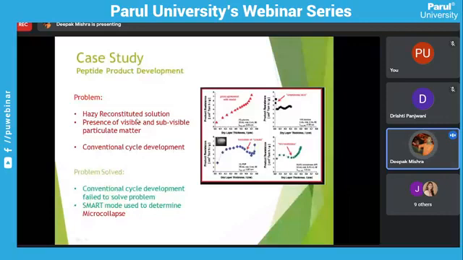I developed the cycle on the basis of conventional cycle development. We took many trials after development of the cycle, and I found the reconstitution problem.